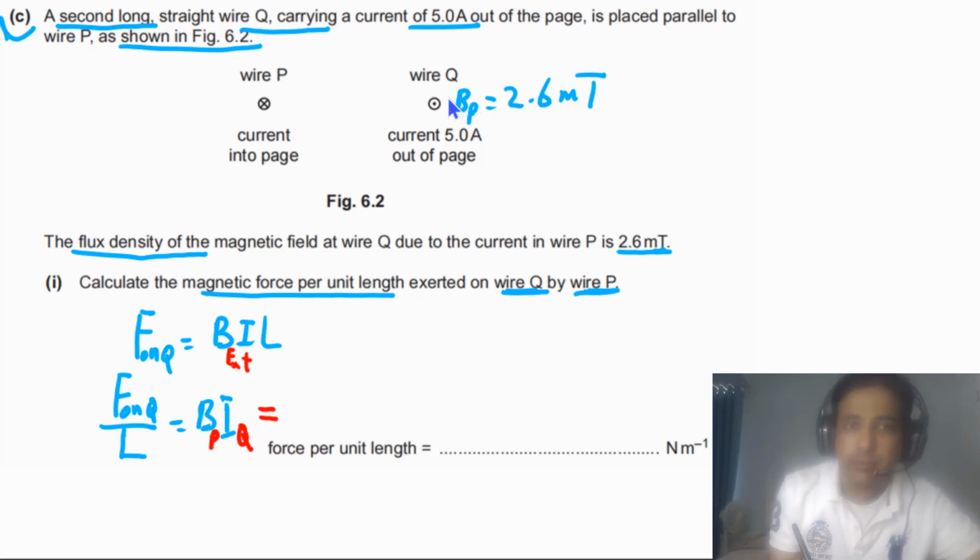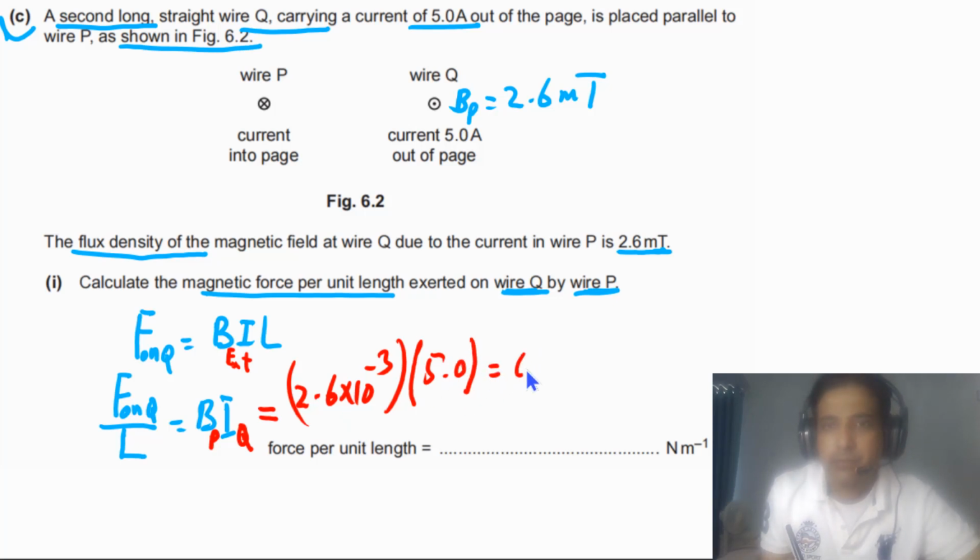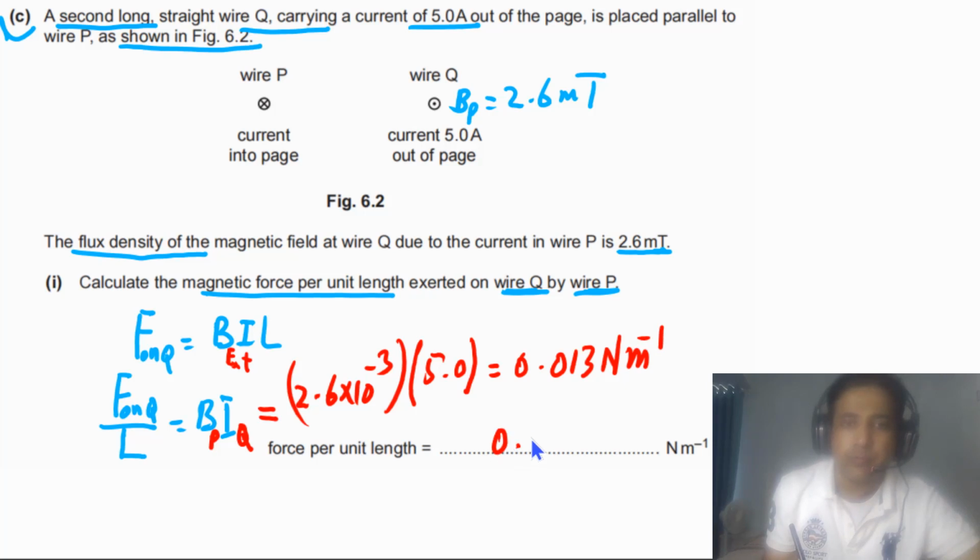We have the magnetic field due to P at Q, that is 2.6 millitesla, 2.6 times 10 to the minus 3, and the value of current in wire Q. In wire Q, the value of current is 5.0 amps. So we can write down this is 5.0 amps. Now if we multiply these, we will get 0.013 newtons per meter. So this is our final answer up to 2 SF.